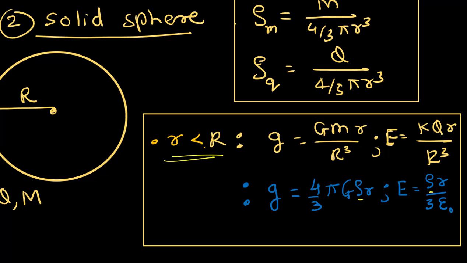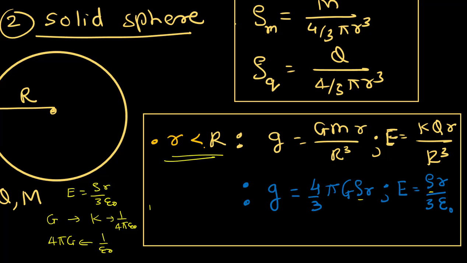Now, what you need to do is note that E is rho r by 3 epsilon naught. And if you remember this, you can easily come to this formula, because G, the universal constant for gravitation, is analogous to Coulomb's constant, which is 1 upon 4 pi epsilon naught. So 1 upon epsilon naught is analogous to 4 pi G. This is for electrostatics, this is for gravitation. So in this formula, 1 upon epsilon naught we replace by 4 pi G.